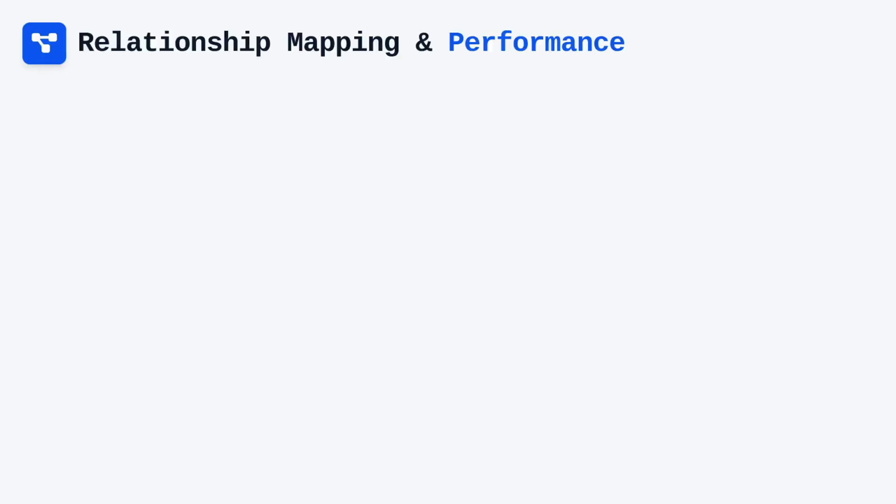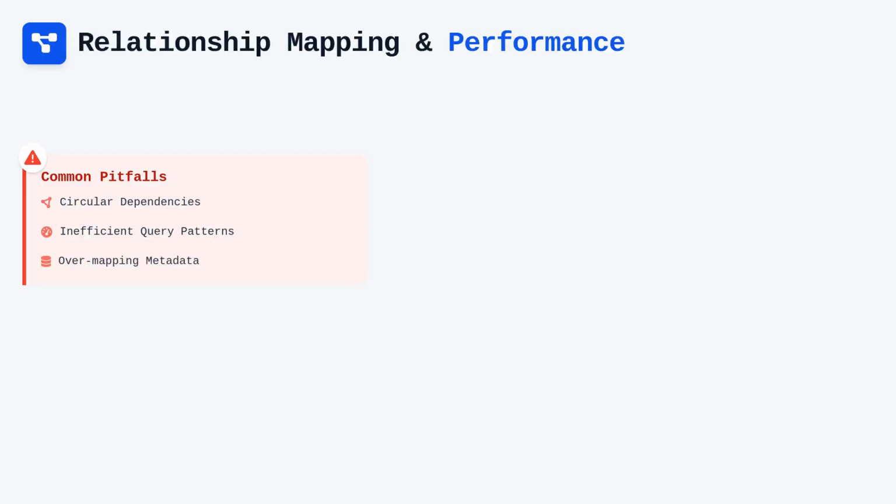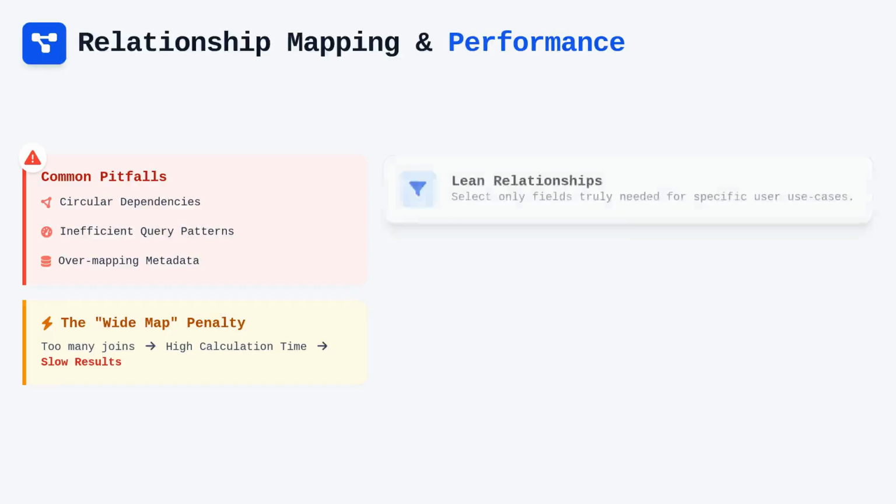We must also address the common pitfalls related to relationship mapping, which, if mismanaged, can create significant circular dependencies or inefficient query patterns. When you define relationships between record types, ensure that you are selecting only the fields you truly need, and avoiding the mapping of unnecessary metadata.